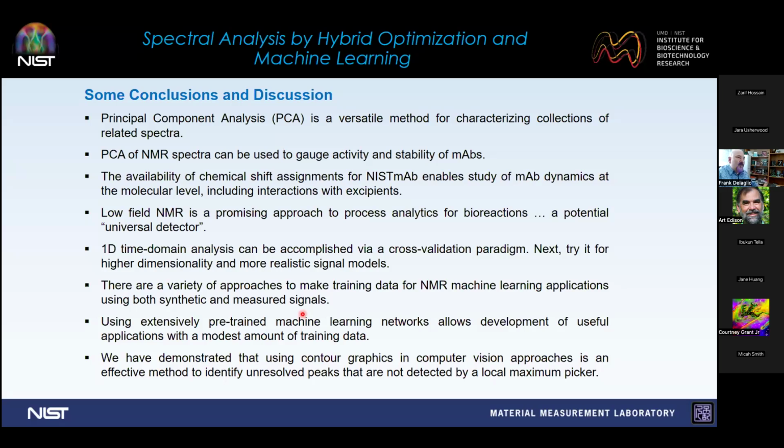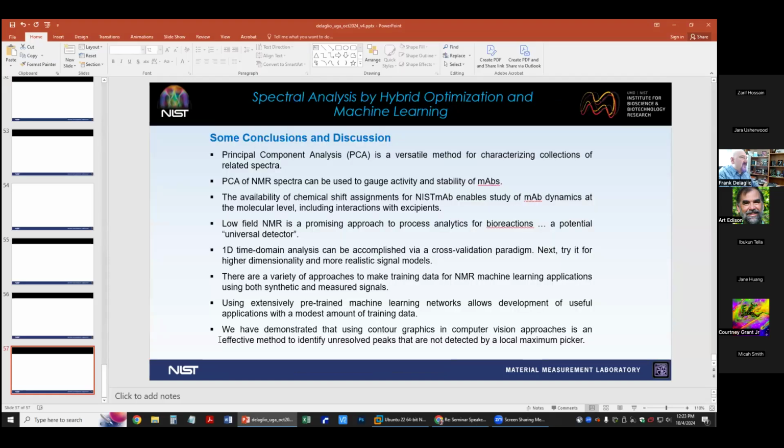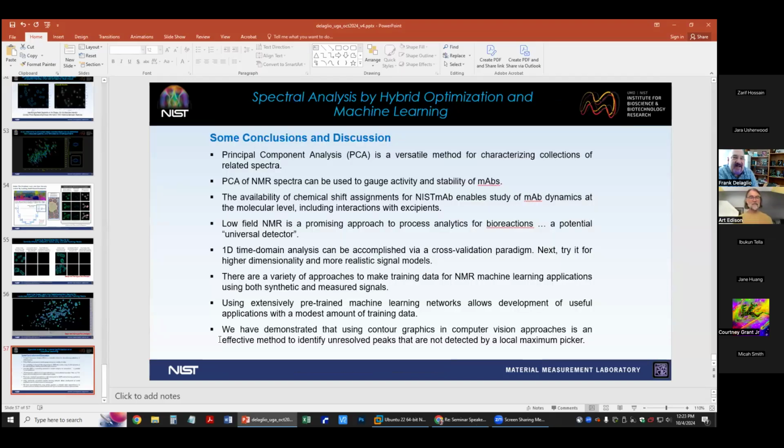So I hope that what we've shown you has been a convincing argument that there are lots of ways to use NMR to characterize biotherapeutics. And there are a lot of interesting projects going on here at IBBR. Thanks very much. I hope this was of interest.